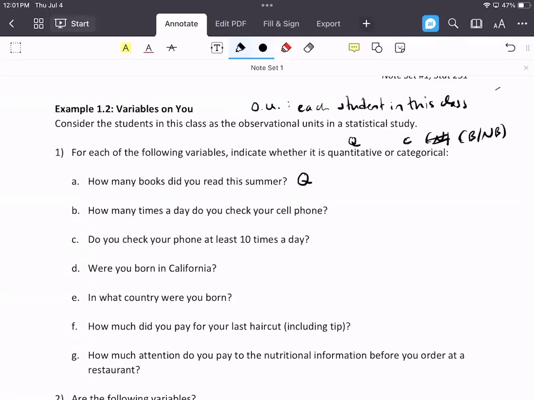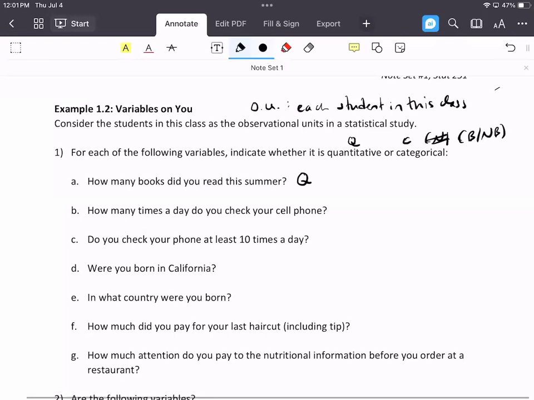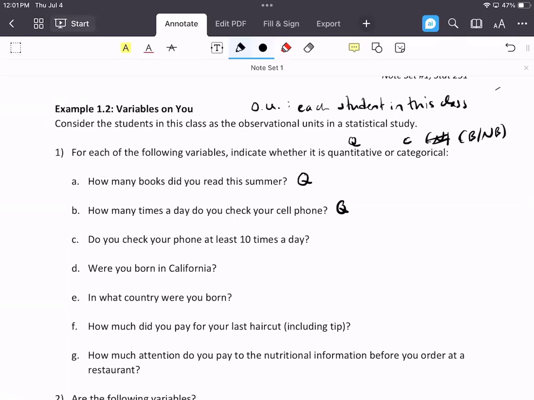Am I going to go into this much detail on each one? No. But this being the first couple, I want to make sure that we understand how to think about it, or at least get a feel for how to think about it. B: How many times a day do you check your cell phone? I'm asking for a number, how many times you do it. Hopefully you can see right away that that's quantitative.